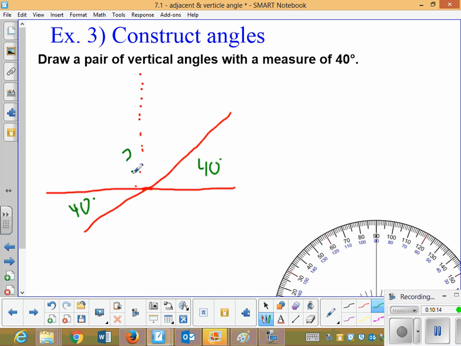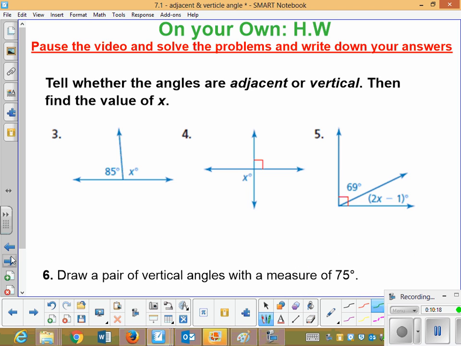Is this question mark and this question mark vertical? Yes. So now I would like for you to go ahead and continue on your own. Problems 3, 4, 5. And for number 6, again, you can just estimate the 75 degrees if you don't have a protractor. All right?